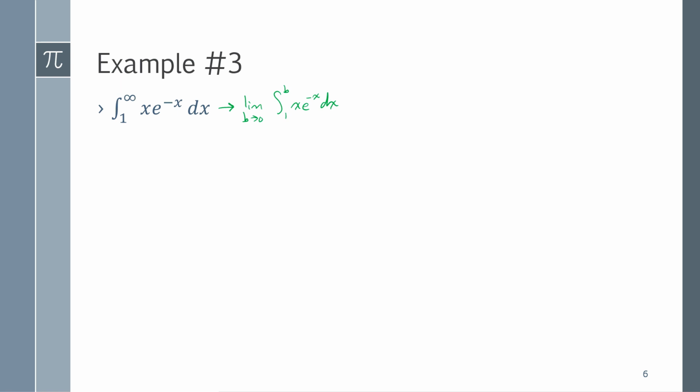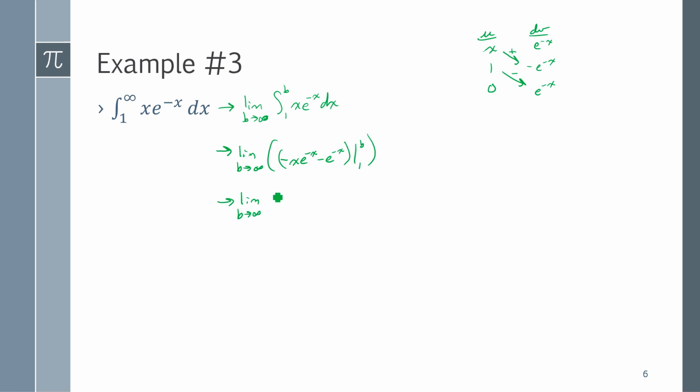Substitution doesn't work. It's a product, so I'm going to try tabular integration. So x, 1, 0, e to the negative x, negative e to the negative x, and e to the negative x. Diagonals with alternating plus and minuses. So this is the limit as b is approaching infinity of negative x e to the negative x minus e to the negative x from 1 to b, because remember, I'm evaluating my integral before I worry about the limit.